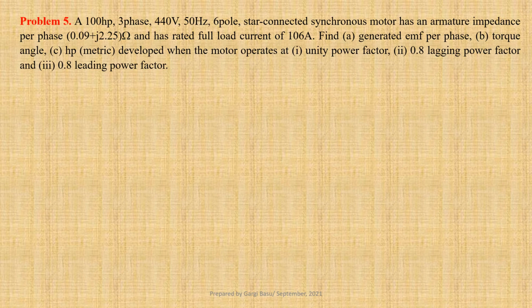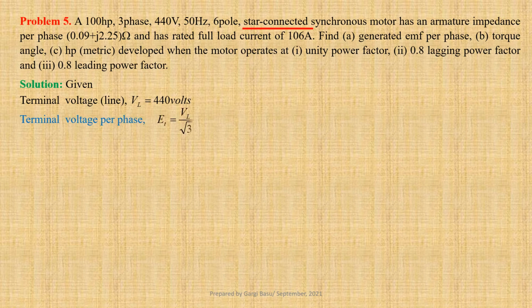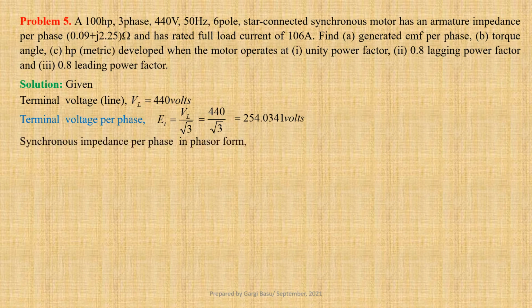Let us first write down the given data. Line to line terminal voltage VL equals 440 volts. Since the armature winding is star connected, terminal voltage per phase ET equals VL by root 3, that is 440 divided by root 3, that gives us 254.0341 volts.